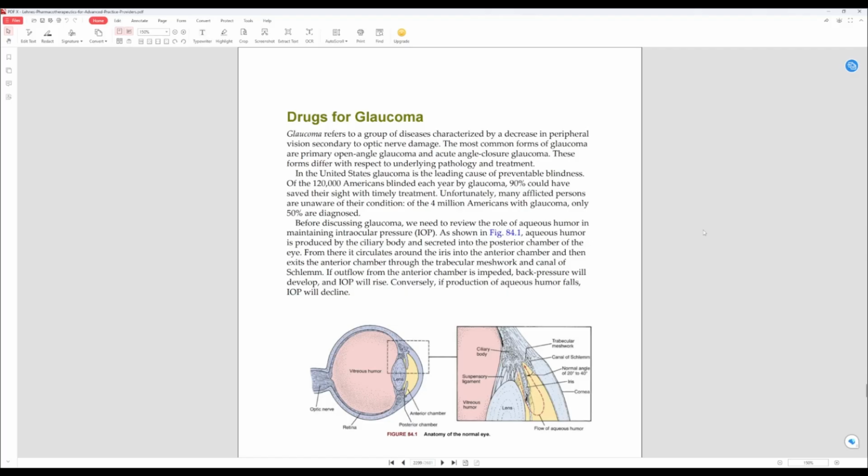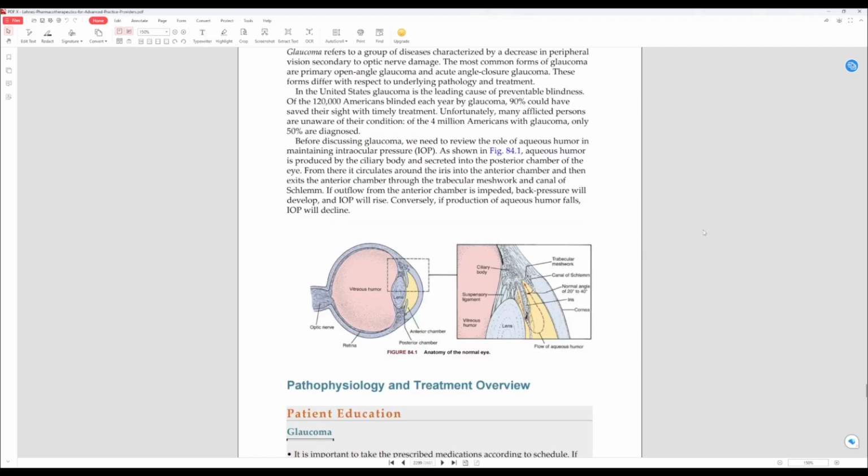So, before discussing glaucoma, we need to review the role of aqueous humor in maintaining intraocular pressure. As shown in the following figure, aqueous humor is produced by the ciliary body and secreted into the posterior chamber of the eye. From there, it circulates around the iris and into the anterior chamber, and then exits the anterior chamber through the trabecular meshwork and canal of Schlemm. If outflow of the anterior chamber is impeded, back pressure will develop, and IOP, or intraocular pressure, will rise. Conversely, if the production of aqueous humor starts to fall, IOP will decline.